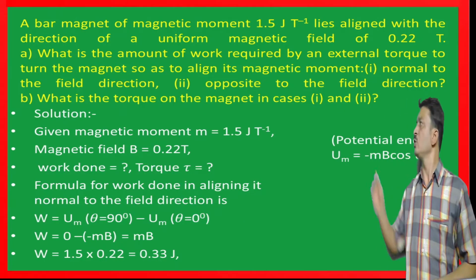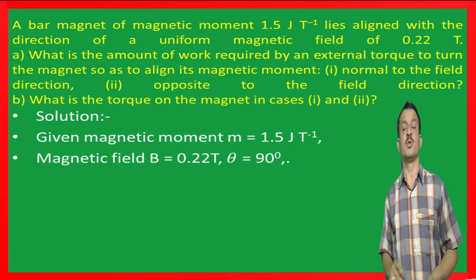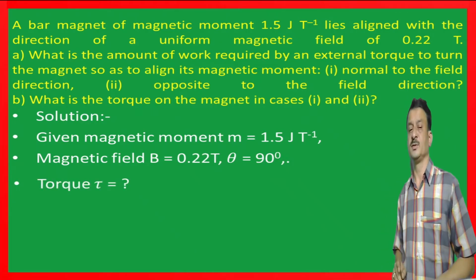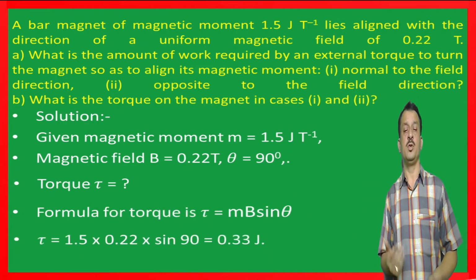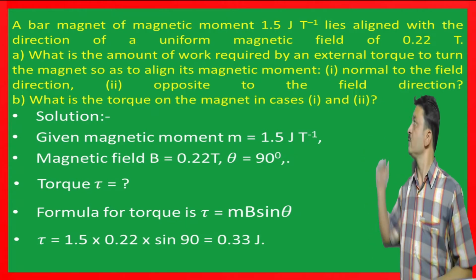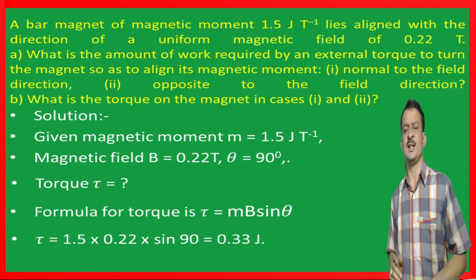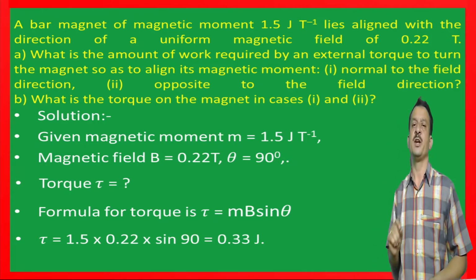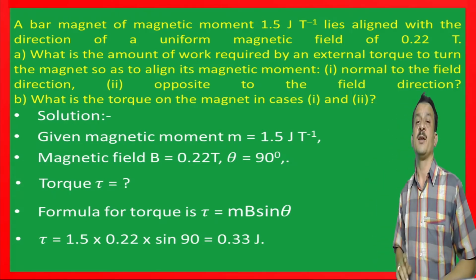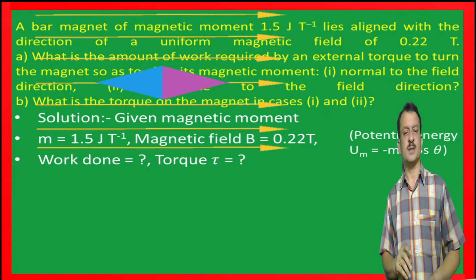Now the potential energy, we know the formula for potential energy, Um is equal to minus mB cos theta. Now we have to work out the torque. The formula for torque, tau is equal to mB sin theta. So here the m value is given 1.5 and the B value is given 0.22 and sin 90. Now in this case theta is 90 degree. So substituting and simplifying, the torque is found to be 0.33 Newton meter or joules. Another unit is joules.